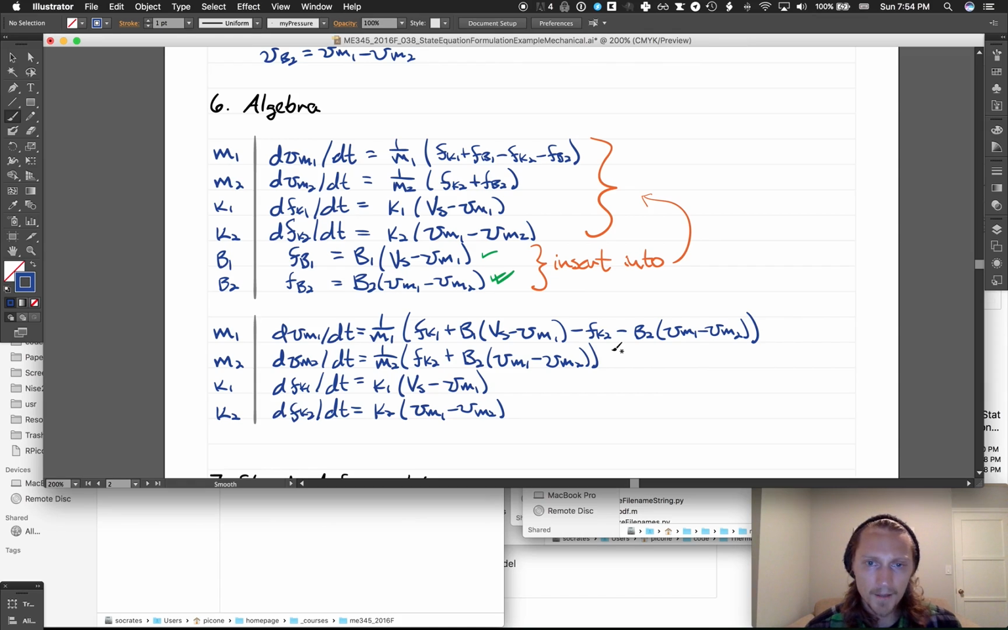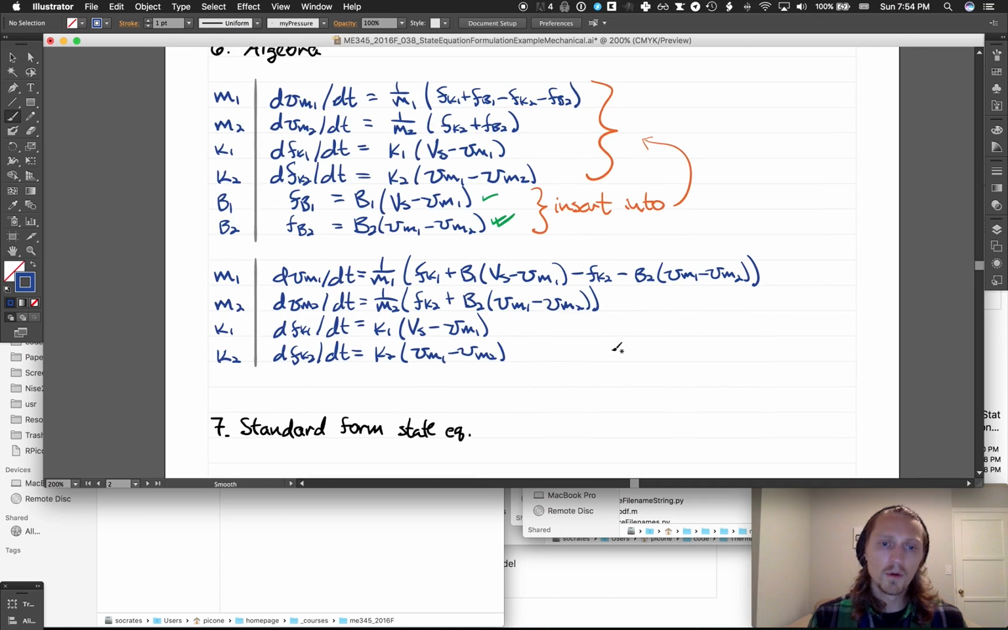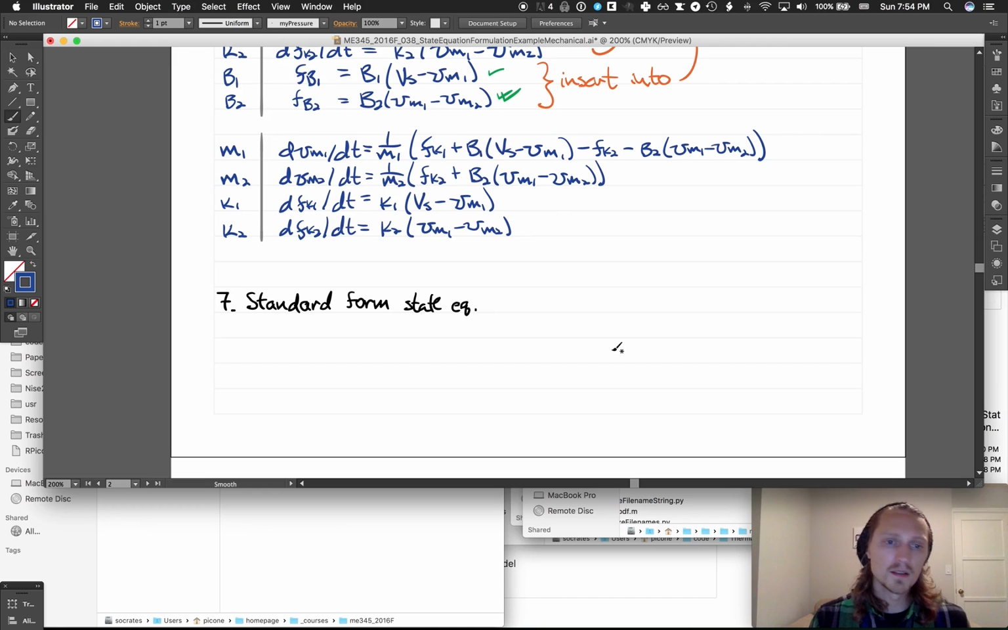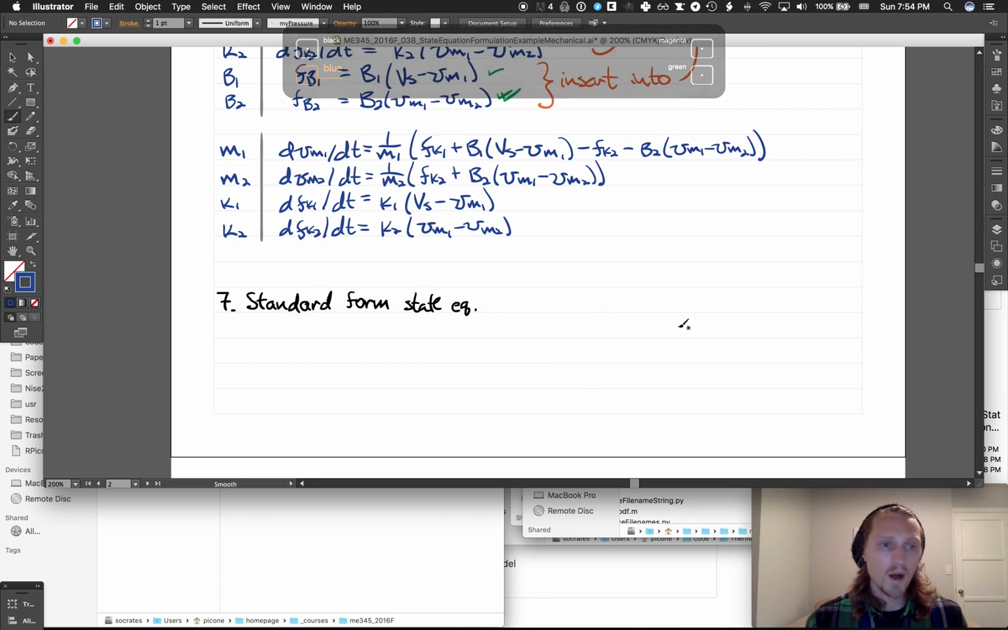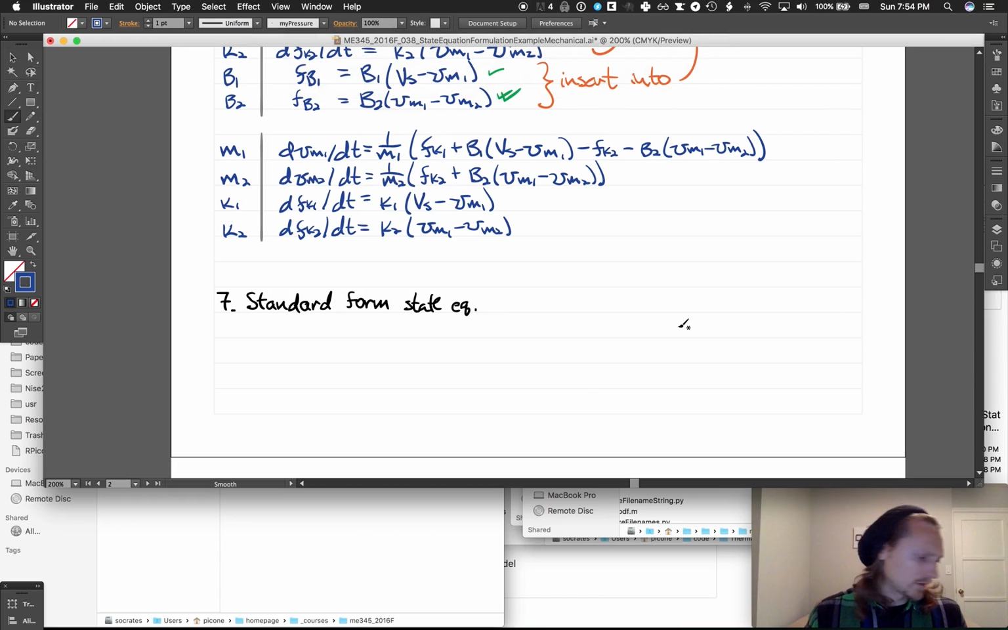Now, to write it in standard form, which we always like to do, you might just think this is a useless exercise, but it's actually a very useful form. I've talked a little bit about it before, but it's going to be a form that we're going to use a lot, and you'll see more about why soon. So standard form is going to be that dx/dt is equal to, so this is our state vector valued function, right?